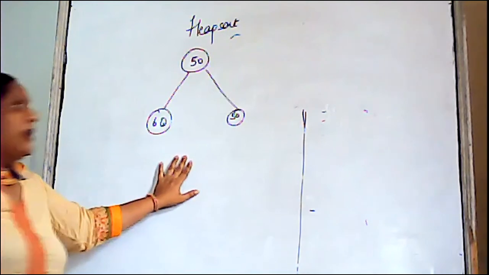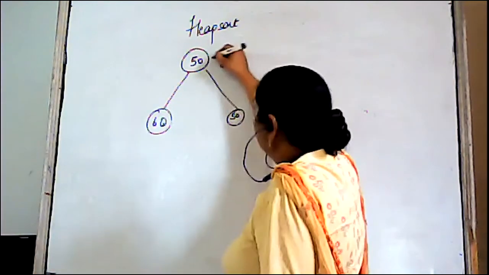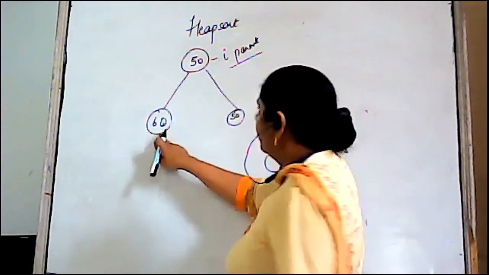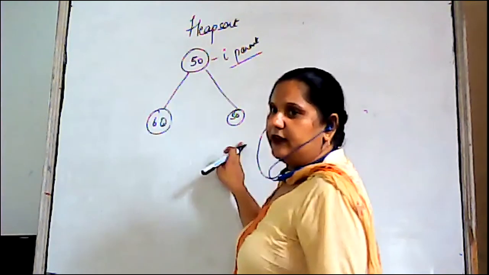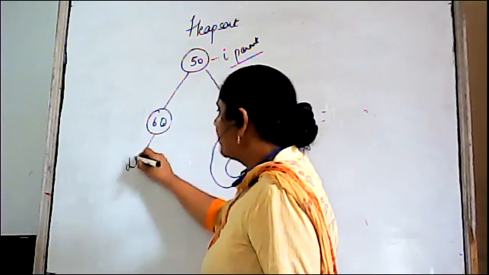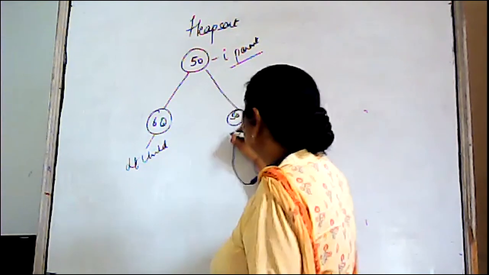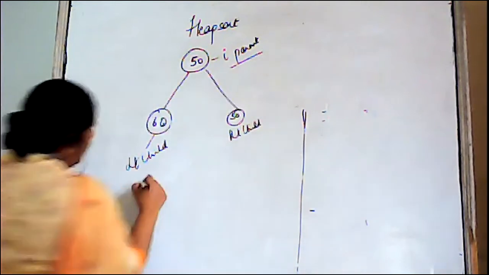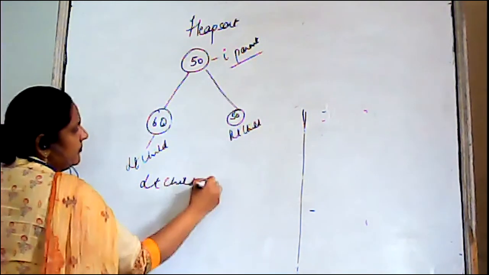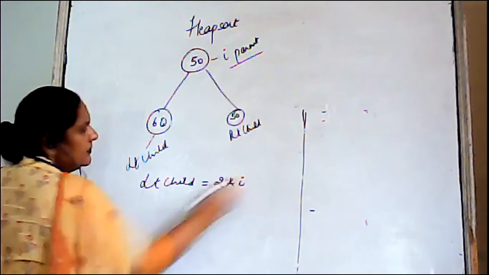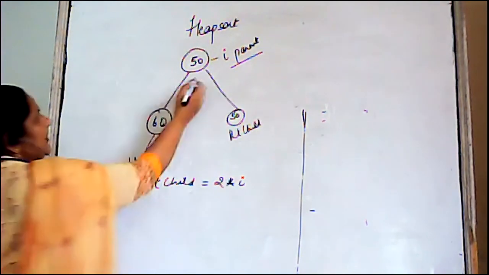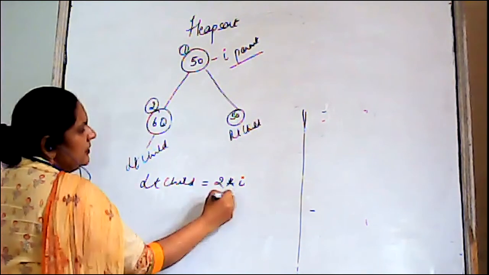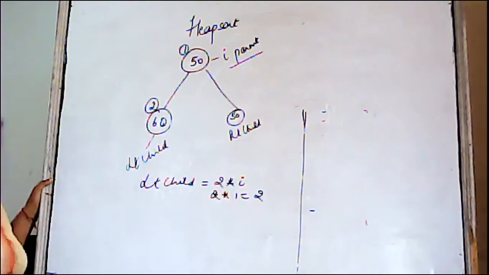See, this is a complete binary tree, where I is the parent. I is the parent of 60 and 30. This is the left child and this is the right child. So the left child will be placed at 2 into I position, that is, 2 into parent. If this is at index 1, this would be at index 2. Since I is 1, the left child would be at index number 2.